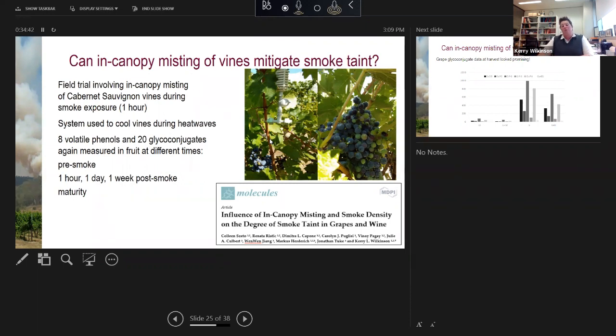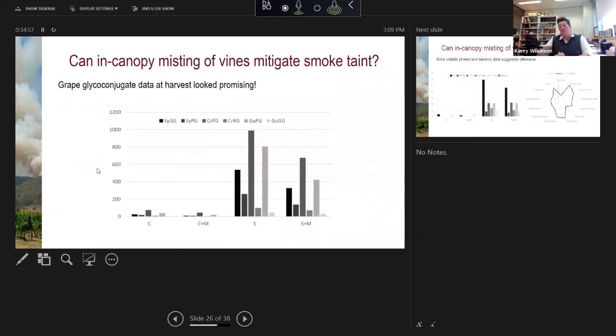event. So we trialled this, and again collected samples at different time points to be able to have a look at the accumulation of glycoconjugates in the grapes over time. When we first got the grape glycoconjugate data at harvest, it looked quite promising. So our control grapes and our control with misting grapes had, again, low background levels of some of these marker compounds. Our smoke-affected grapes had different levels of different volatile phenol glycoconjugates. And it appeared to us that the grapevines that had been exposed to smoke whilst we were applying this misting had lower levels of these volatile phenol glycoconjugates than the corresponding smoke, which might have suggested reduced uptake of these compounds.